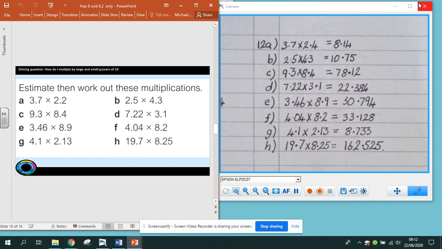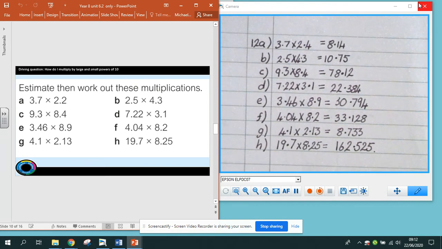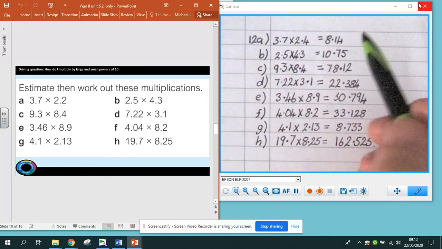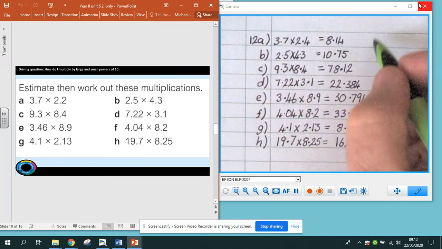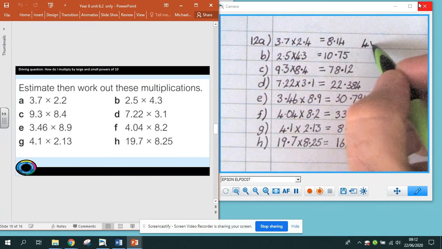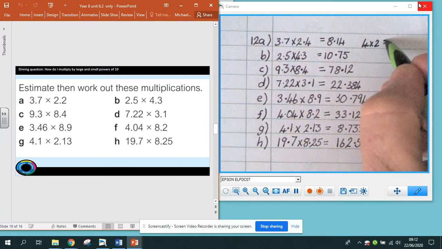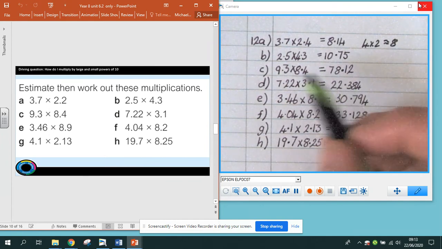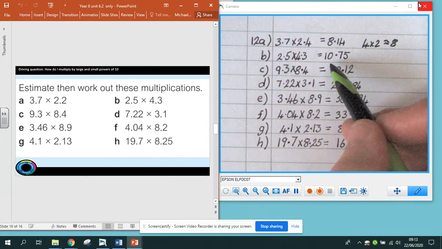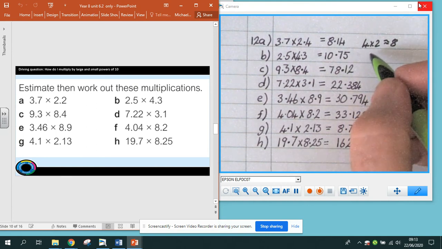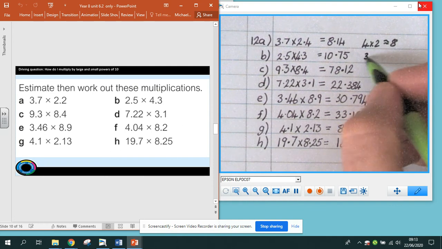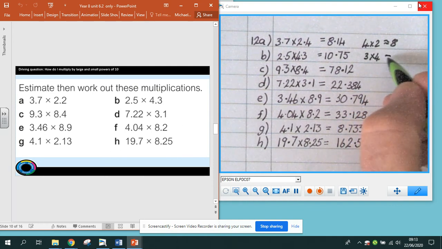Okay, for these, I haven't actually got these written out in full, because I think we've got this method now. So I think writing it out in full is a bit silly. So what I will do now is write down the estimates that you should have made as well. If we multiply these two numbers together, we get 8.14. If we did our estimate, it should have been 4 times 2, which will give us 8. For our next one, 2.5 times 4.3 gives us 10.75. Our estimate should be 3 times 4, which will give us 12.